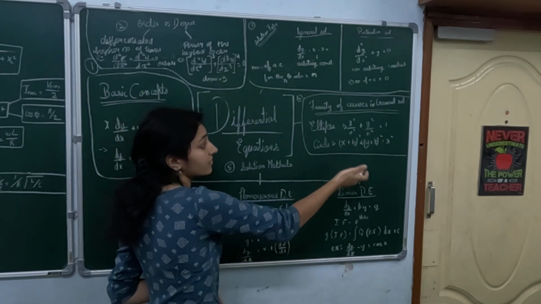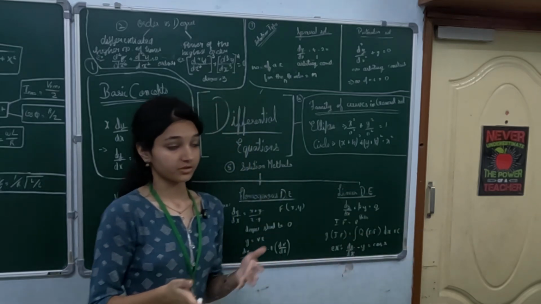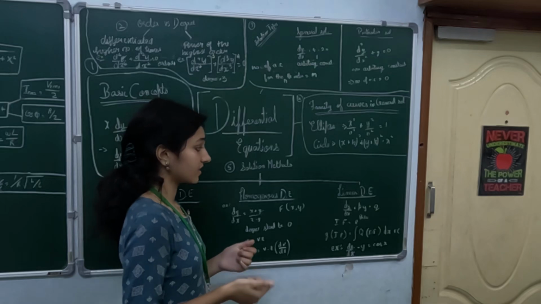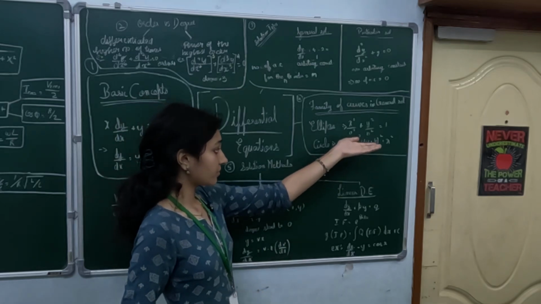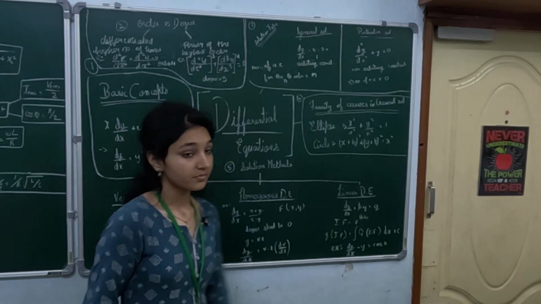Next we are going to talk about family of curves in a general solution. Here mostly they'll ask you about two types, either an ellipse or a circle. We just use these formulas and substitute the values to get the answers.